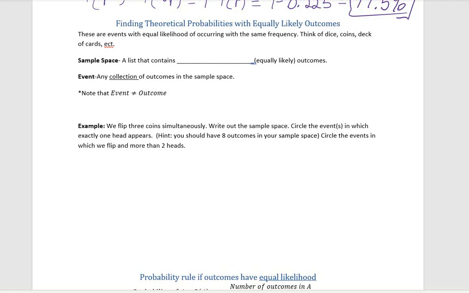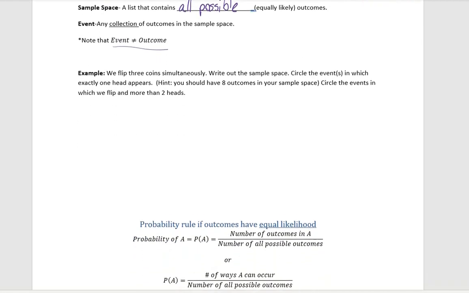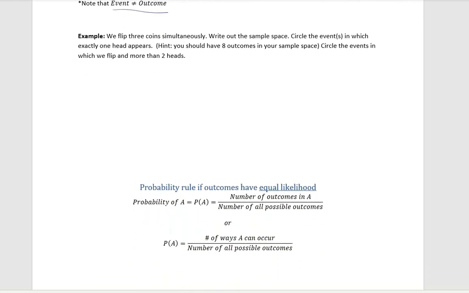So first off, a sample space is a list that contains all possible outcomes. An event is any collection of outcomes in that sample space, and an event is not the same as an outcome. Okay, so let's look at an example. Let's say that we flip 3 coins simultaneously. We want to write out that sample space. There are a couple of different ways that you can write out the sample space. I like to use a tree.